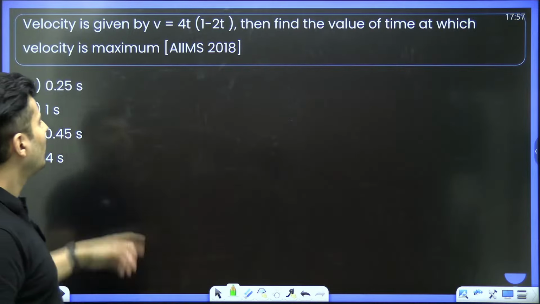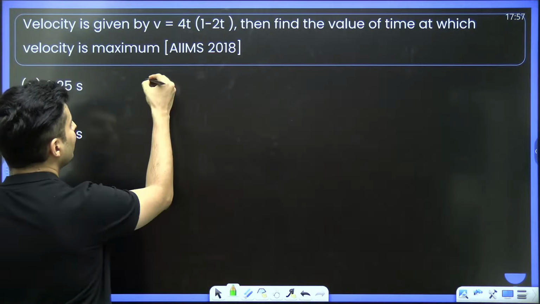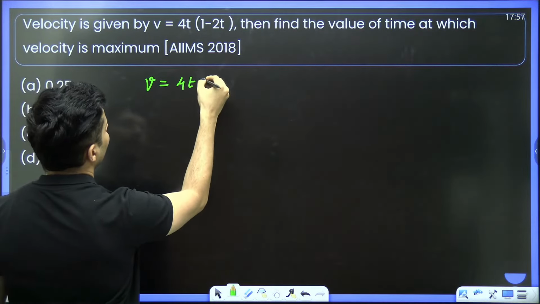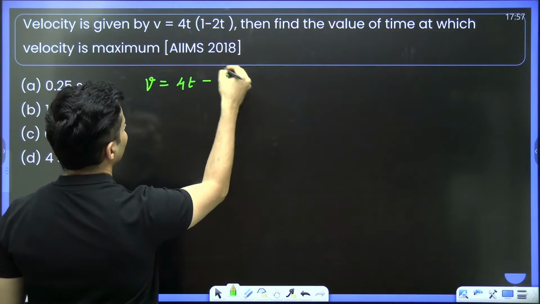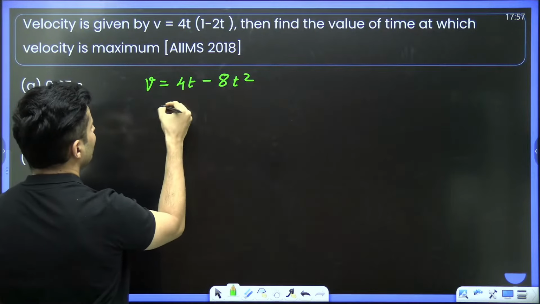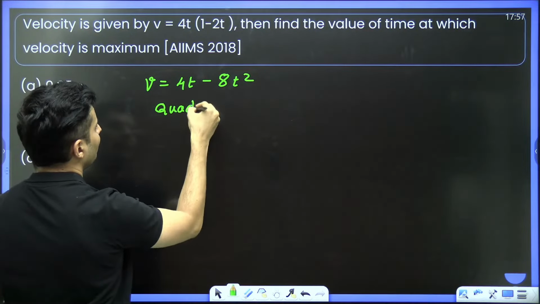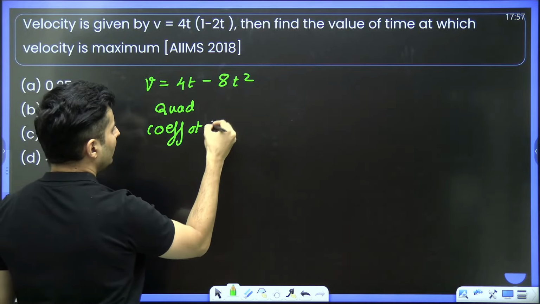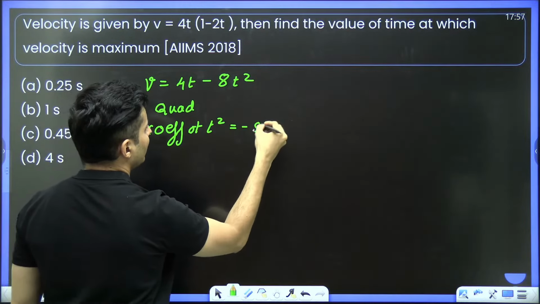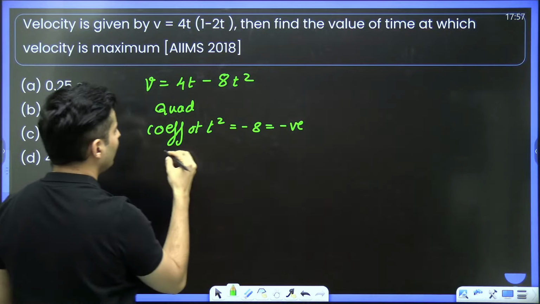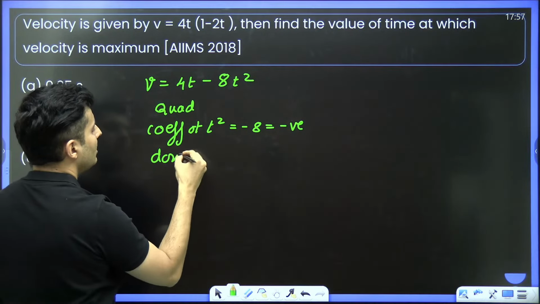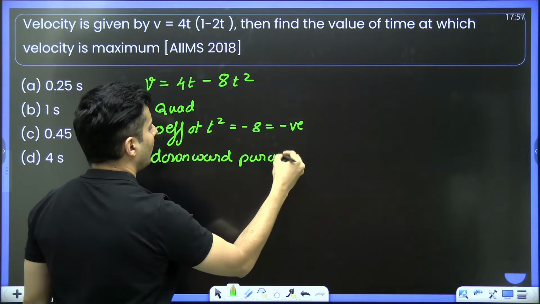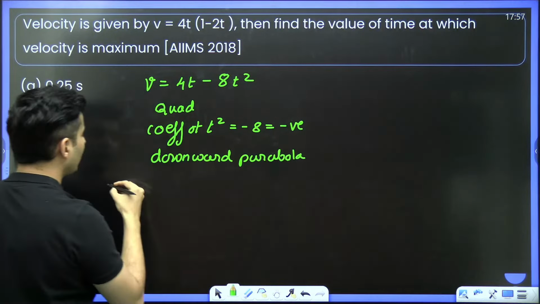Interesting. So, looking at this, I immediately realize I can expand this. So, this will become 4t minus 4 2s are 8, tt is a t square. Oh, this is a quadratic equation. And the coefficient of t square, which is minus 8, is basically negative. That means it is a downward parabola.